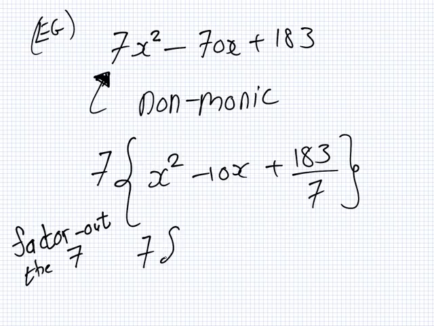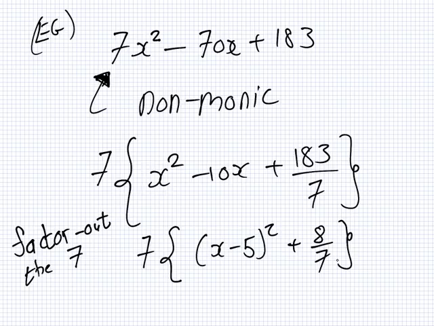Okay, so now we just do the process like normal. So this would be bracket x minus 5 and then 183 over 7 minus 25. That's plus 8 over 7. And then the last thing to do, put the 7 back in, so that's 7 x minus 5 squared plus 8. So it's not really very different. It just has this extra factoring and multiplying at the start and at the end.